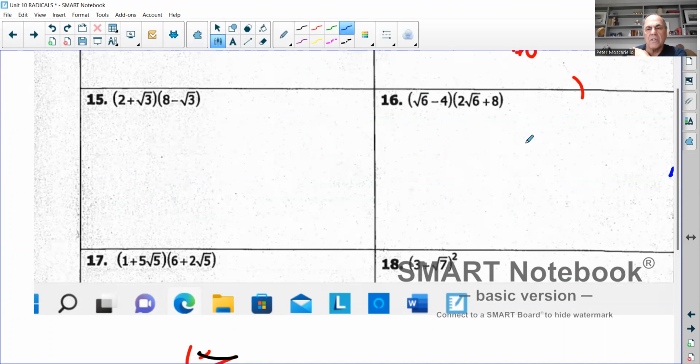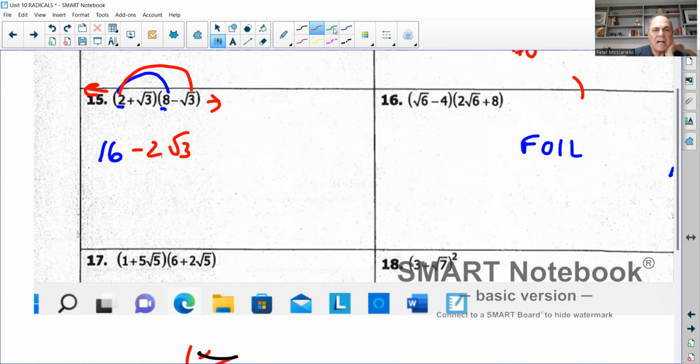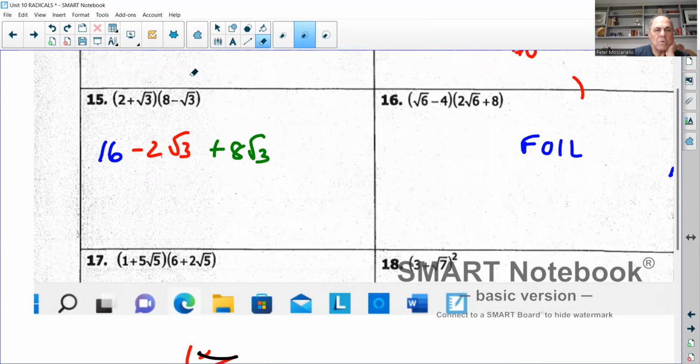All right, so we've already talked about this in class, that FOIL means first, outer, inner, last. So when we go to multiply, the first is the first one in each parentheses. But the 2 to the outside, that's 2 times negative root 3, negative 2 root 3. I is the inside, the 2 on the inside. So that's 8 root 3. And last means the last one in each parentheses, negative root 9.